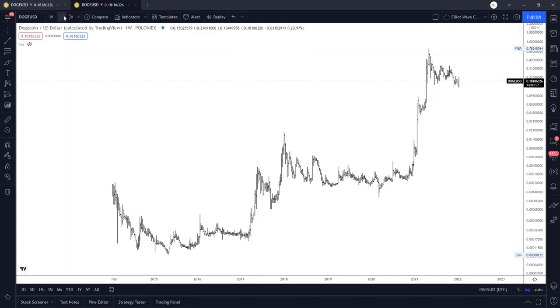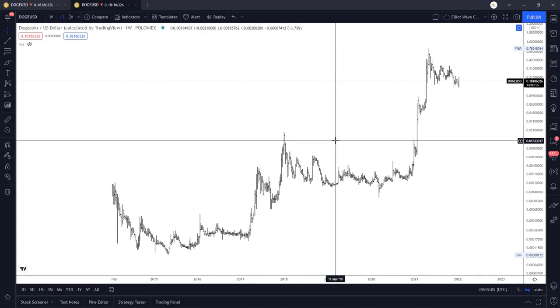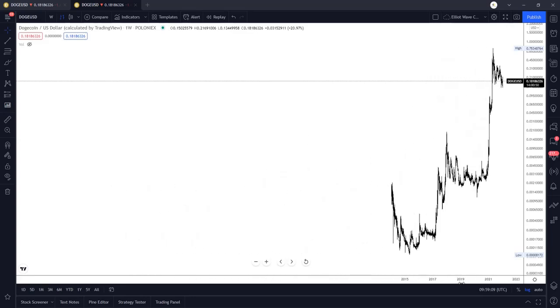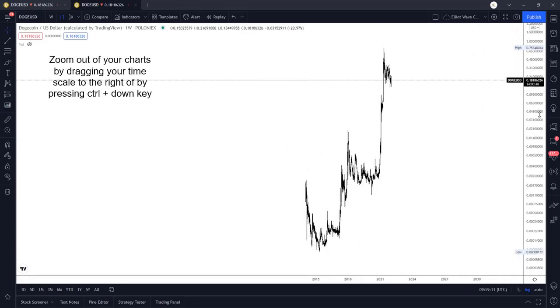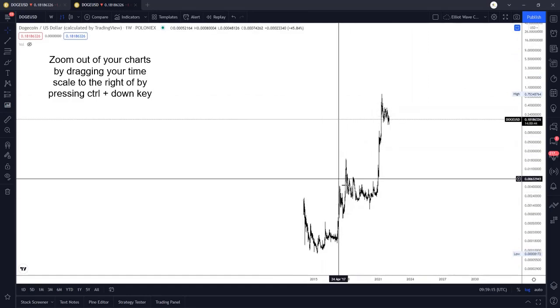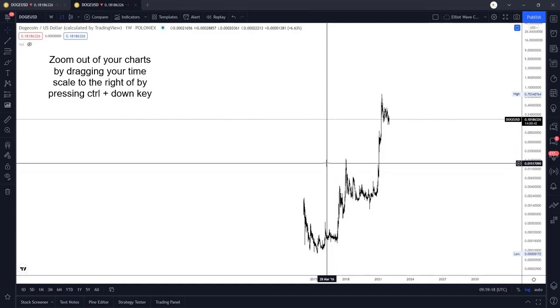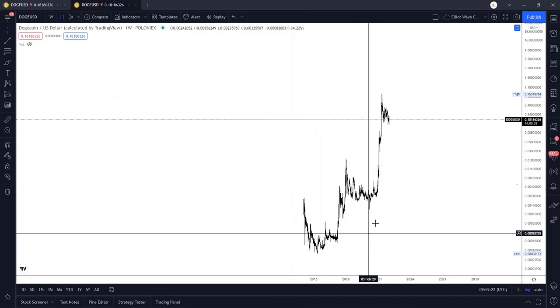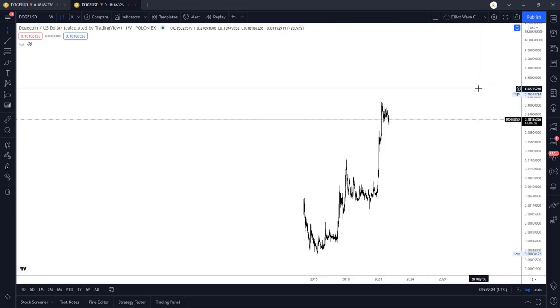So we switch to a bar chart, and then the next step we take is we zoom out. When I say we zoom out, we zoom out of price. We don't want to be focusing on price. We want to be focusing on waves. As soon as we do that, guys, the process becomes so much easier.